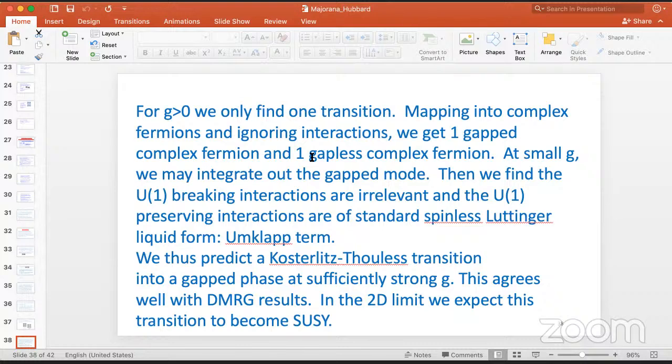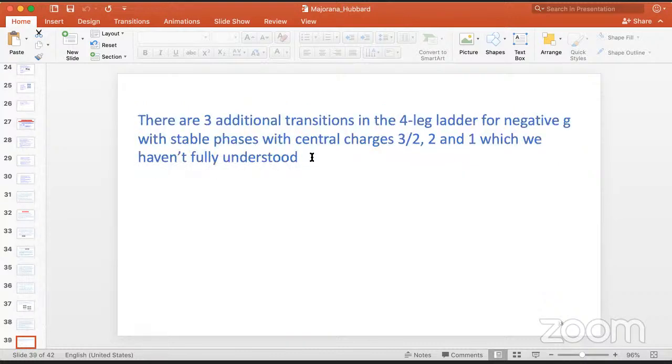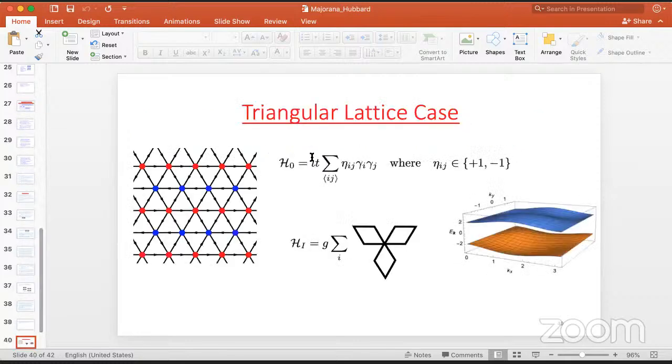So in the 2D limit, we expect this transition to become supersymmetric, but in the ladder model, we don't see supersymmetry. So there are also 3 additional transitions in the 4-leg ladder for negative g with stable phases with central charges 3/2, 2, and 1, which we haven't fully understood. So open questions here. And finally, in the remaining few minutes, let me go on to the triangular lattice case.